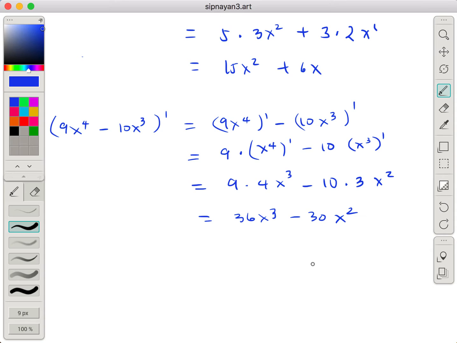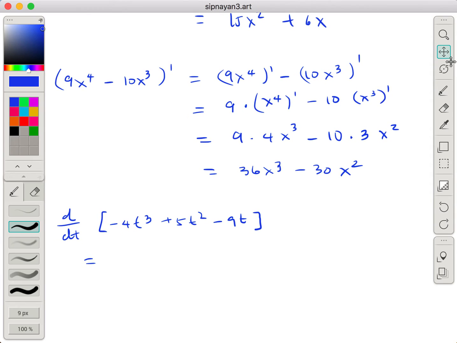Okay, so number 3, we have the derivative of negative 4t cubed plus 5t squared minus 9t. And of course, this is equal to, pag t yung variable na ginagamit natin, dapat yung nasa baba, t rin siya, no? Yung katabi ng d. So, in case nakalimutan nyo na, no? So, this is equal to the derivative of negative 4t cubed plus the derivative of 5t squared minus the derivative of 9t.